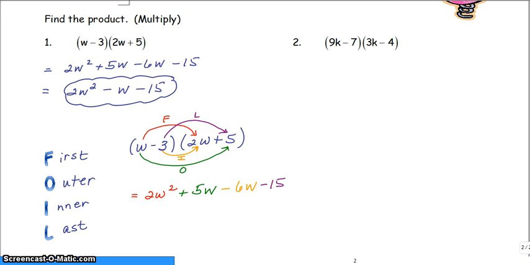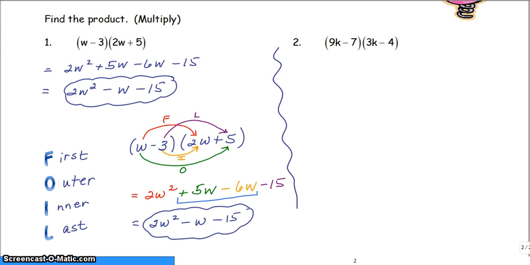And then we want to try and combine like terms. Now, most likely, if we can combine like terms, that will happen with the inners and the outers of FOIL. So we ended up then with 2w squared minus 1w minus 15. And so FOIL will help us remember how we can do that. So let's use that idea of FOIL to do this second example.